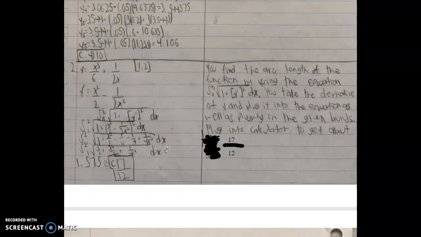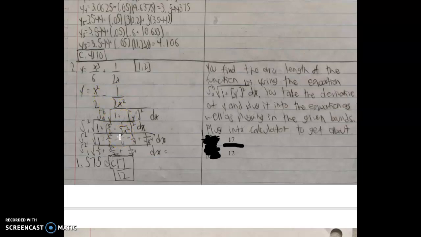Number 2 asks, find the arc length of the graph of the function y is equal to x cubed over 6 plus 1 over 2x over the interval 1 to 2. To find the arc length, I use the arc length formula, which is this right here: the integral from a to b of the square root of 1 plus y prime squared dx. I started by taking the derivative of y, which came out to be x squared over 2 minus 1 over 2x squared.